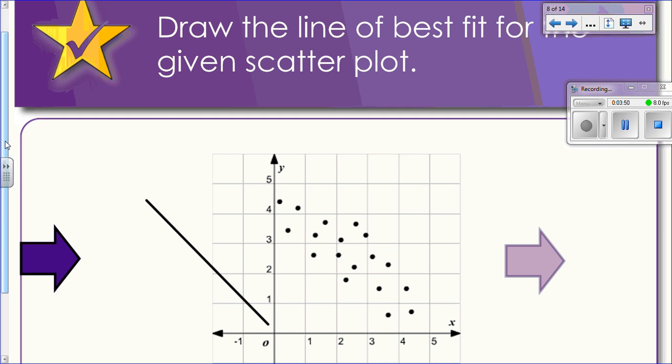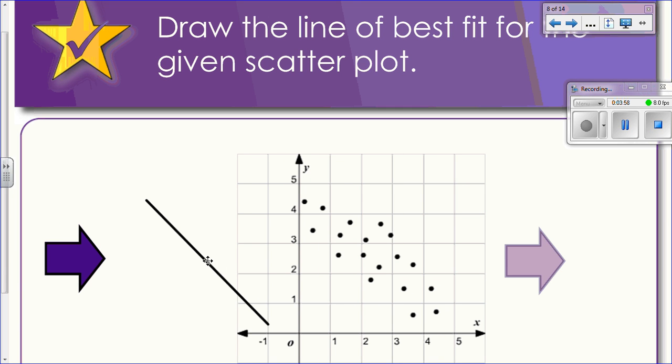Draw the line of best fit for the given scatter plot. And again on this one, we're going to take the line and place it right in the center. You try to hit points if you can. Sometimes it's not always possible. But the more important thing is you want to try to get as many points above the line as there are below it. And this would be our line of best fit.